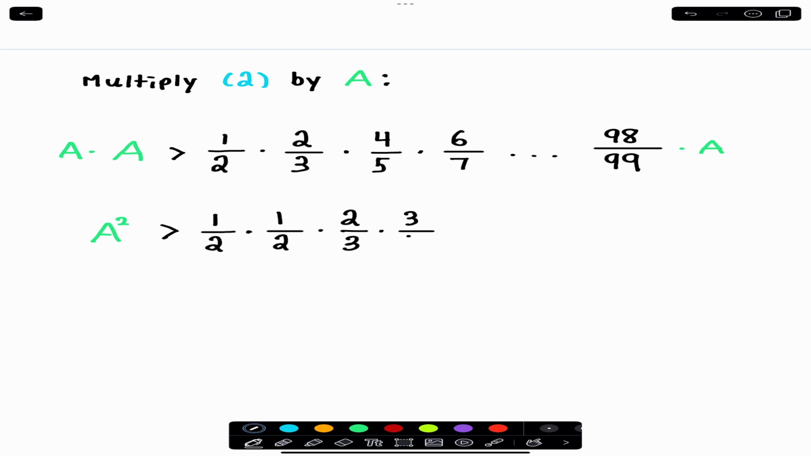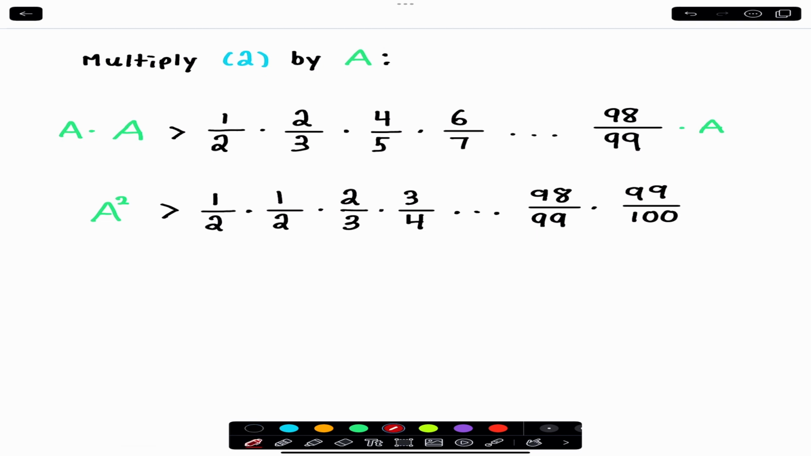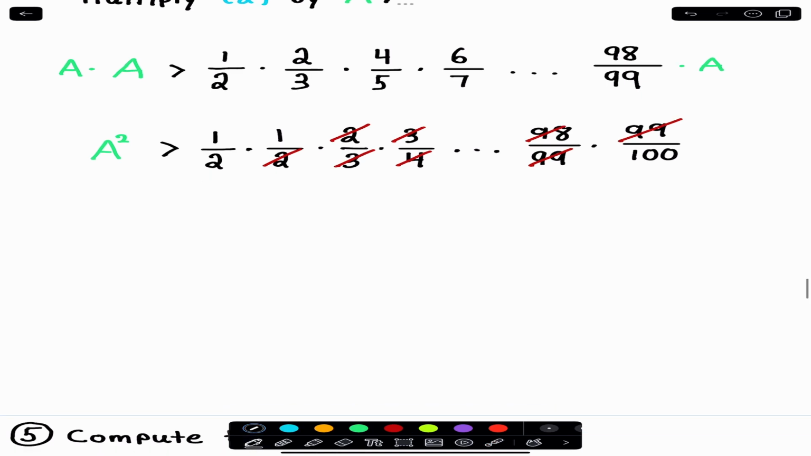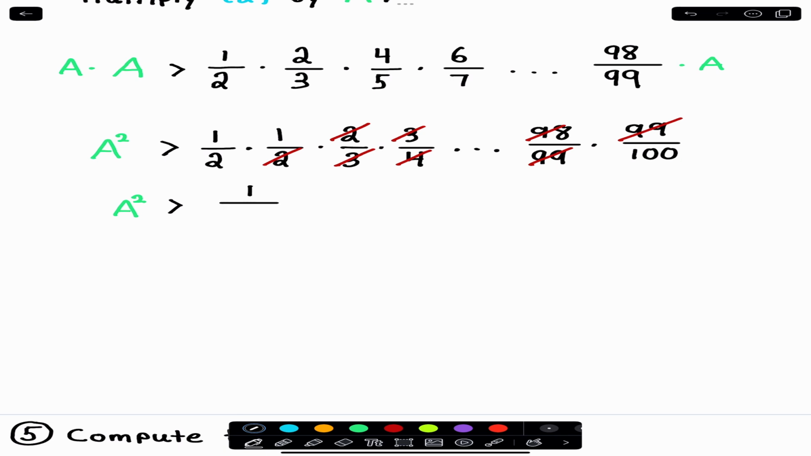But now we have the rest of the product, which is telescoping. So, what goes away? Well, starting with this 2, this is the telescoping product. But this time, because we have this extra half term at the start, what we're left with is A squared ends up being greater than 1 over 2 times 1 over 100, which is 1 over 200.